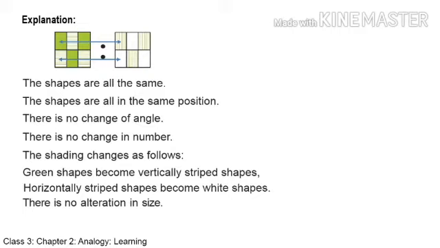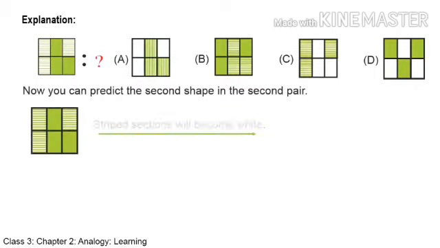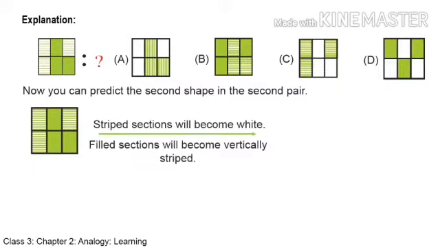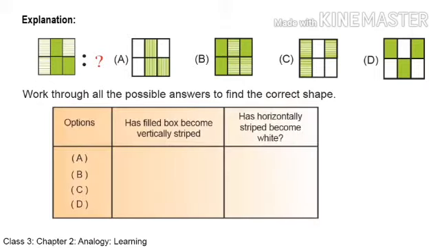Now you can predict the second shape in the second pair. Yes, the striped section will become white and the filled section will become vertically striped. Let us walk through all the possible answers to find the correct shape. Look at all the options carefully. How many of the filled boxes have become vertically striped? And how many of the horizontally striped shapes have become white?